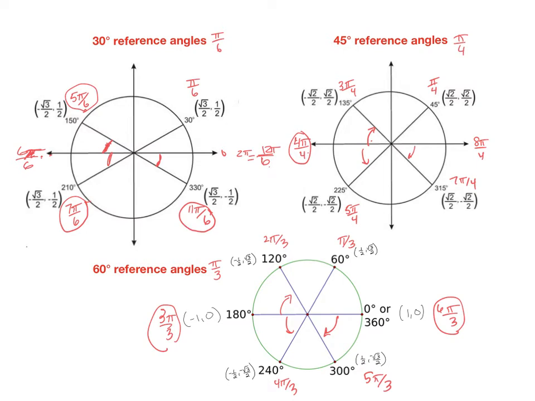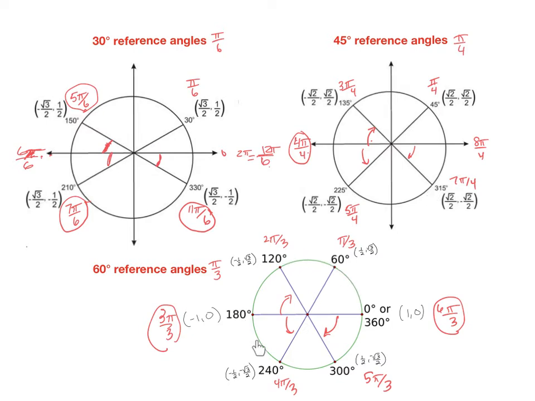For 45 degrees, that is pi over 4 radians. Halfway around is 4 pi over 4. So if I go back pi over 4 to have a 45-degree reference angle or pi over 4 reference angle, this will be 3 pi over 4. If I go forward pi over 4 or 45 degrees, it's going to be 5 pi over 4. All the way around is 8 pi over 4, which is 2 pi. Going short of that by pi over 4 will be 7 pi over 4.